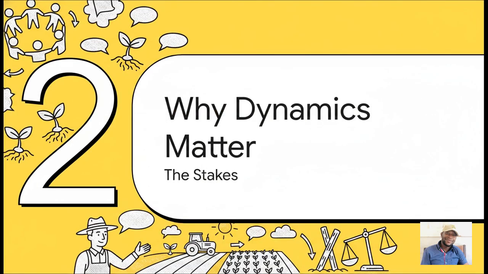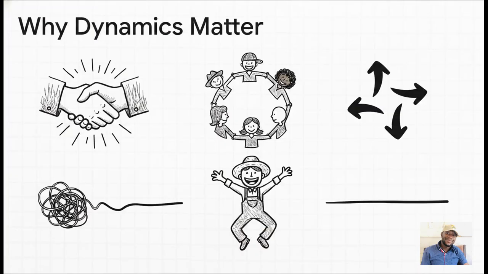Moving right along to Section 2, why group dynamics matter. What are the actual stakes here? We absolutely cannot just skip straight to teaching agricultural techniques. The stakes are way too high. First off, focusing on dynamics builds trust and psychological safety. Think about farmers who might have been cheated by fake seed sellers in the past, or maybe burned by informal loans. They need to trust each other before they're going to try a new, risky practice.